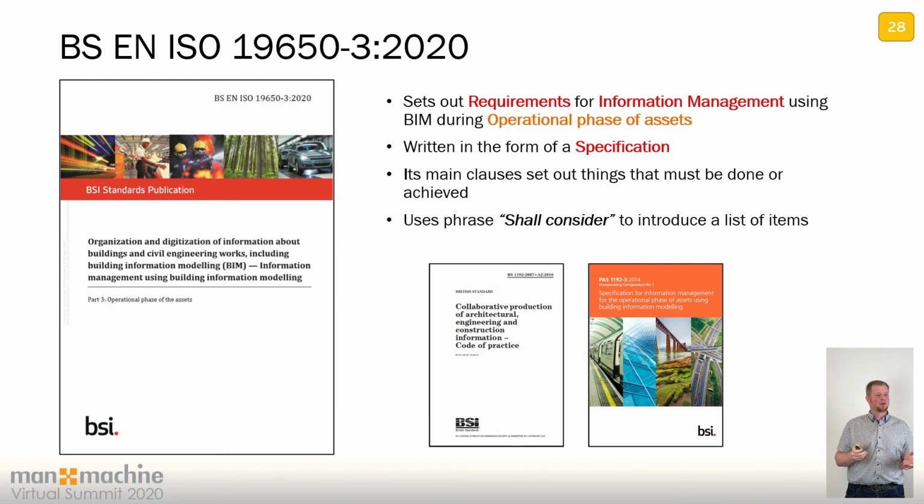Okay, so now we're moving on to some of our new content. Released back in August 2020, we have our replacement to PAS 1192.3. This is our new operational phase of asset specification guidance. And again, it's been developed in very much the same way as Part 1 and Part 2, and is set out in the same form as the other ones, as a specification.